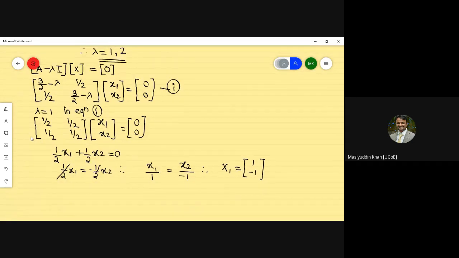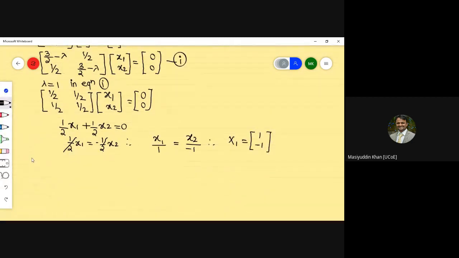Similarly, we have to put lambda in equation number 1 again, now with lambda equal to 2. So 3 by 2 minus 2, which is equal to minus 1 by 2, 1 by 2, 1 by 2, minus 1 by 2.